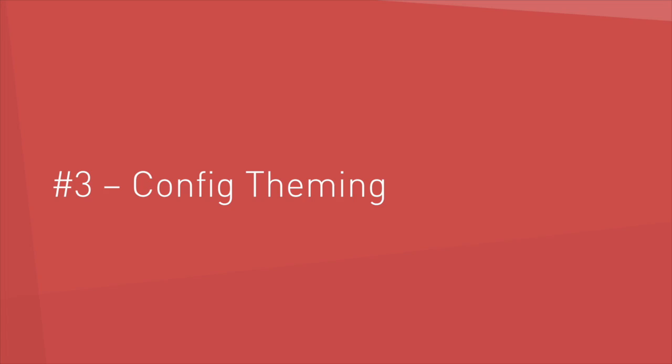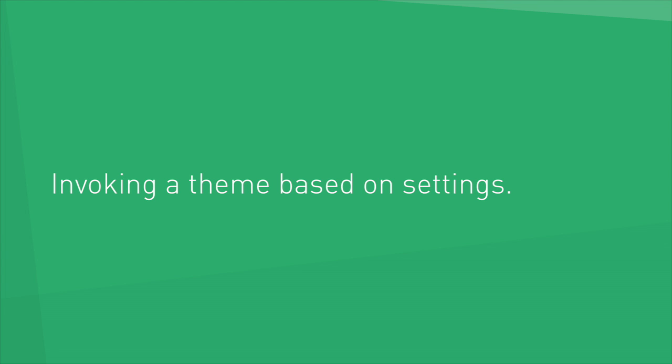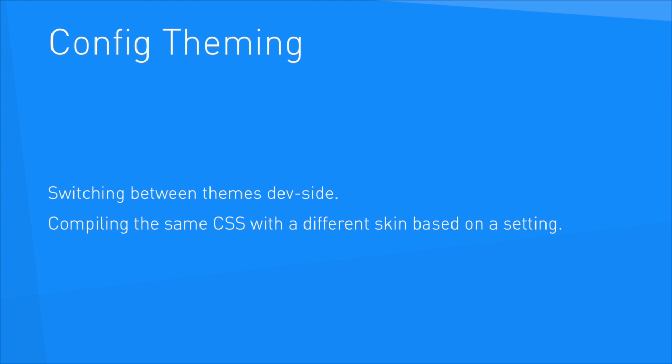The third method, config theming. Config theming definitely requires a preprocessor. Config theming is basically invoking a theme based on a setting. We have access to a setting that when we change it, the theme reacts accordingly. So it's good for switching between themes dev side. In the previous example, the user saw that theme changing. This is good if you, as developers, want to spit out five different versions of the same UI. So we can compile the same CSS project a number of times, just with a different setting.